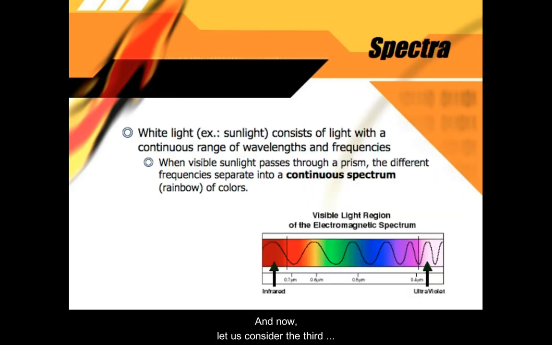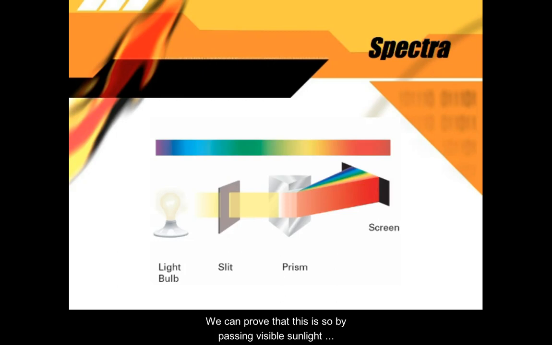And now let's consider the third phenomenon that can't be explained if light is solely a wave: emission spectra. White light, such as sunlight, consists of light with a continuous range of wavelengths and frequencies. That is Roy G. Biv, the complete rainbow. We can prove that this is so by passing visible sunlight through a prism. The prism separates the various frequencies into a continuous spectrum. That is the complete rainbow of colors.